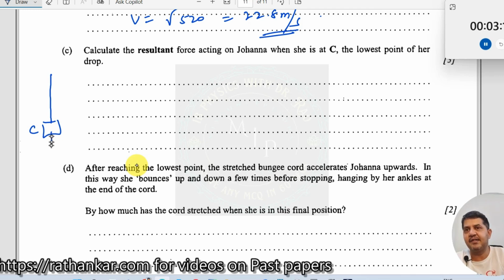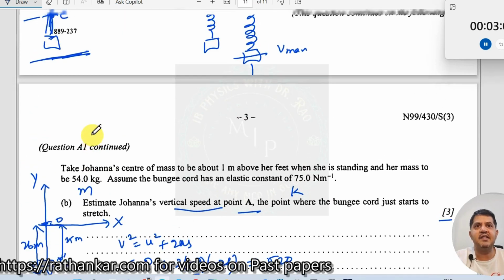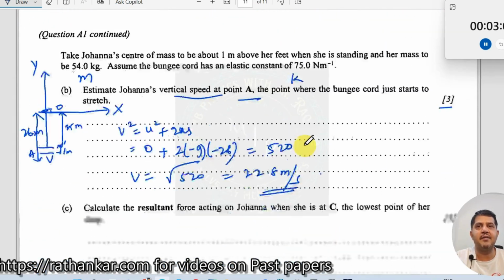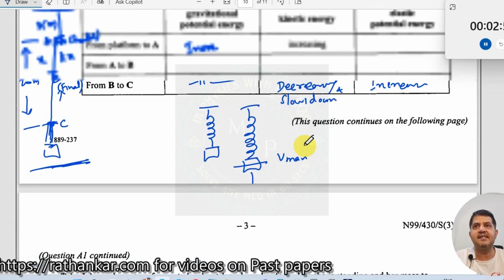And what is the force acting downwards on Johanna? Which is nothing but mg. And there is a tension acting here, right? So what's the value of tension? Tension is nothing but the pulling force, which should be equal to k times x. So what is k here? K is already given, the k value is 75. And what is the x here? X is nothing but the extension.